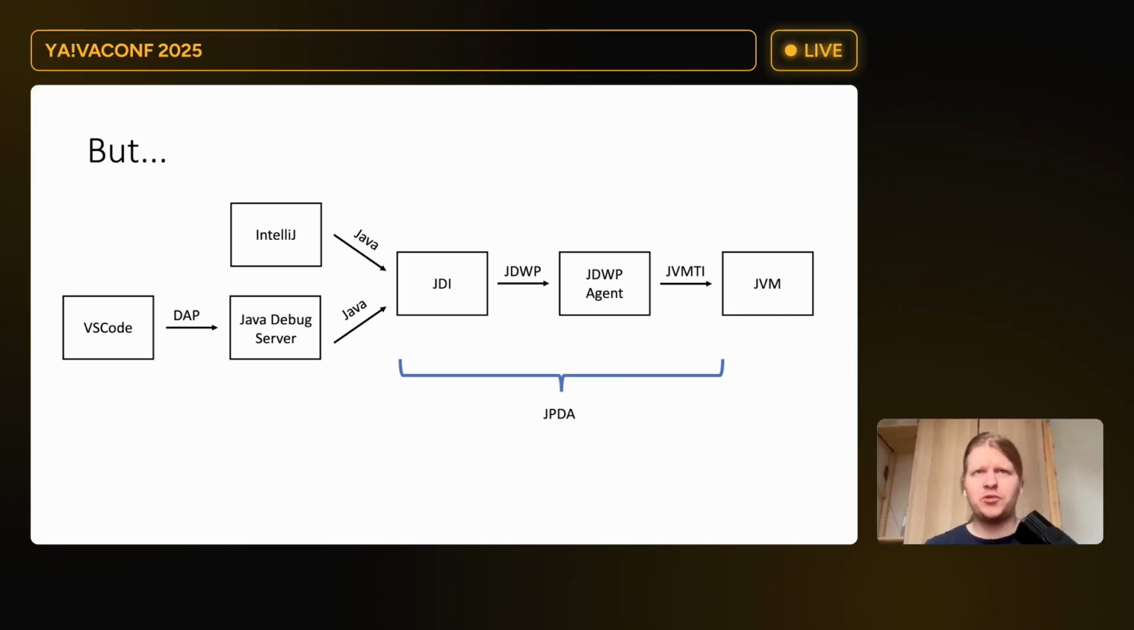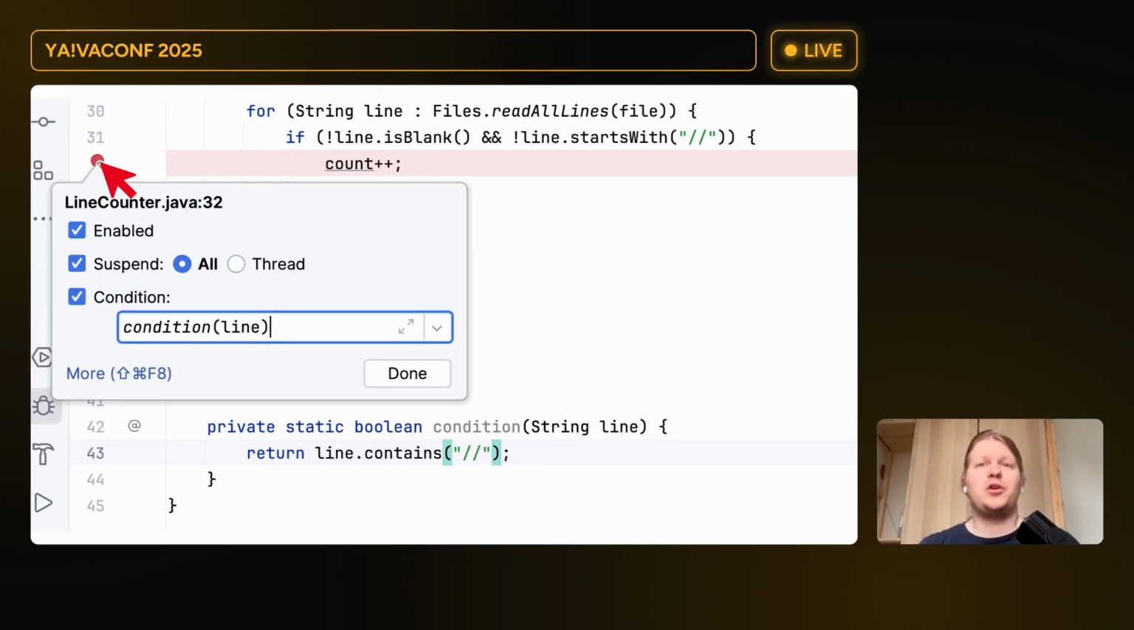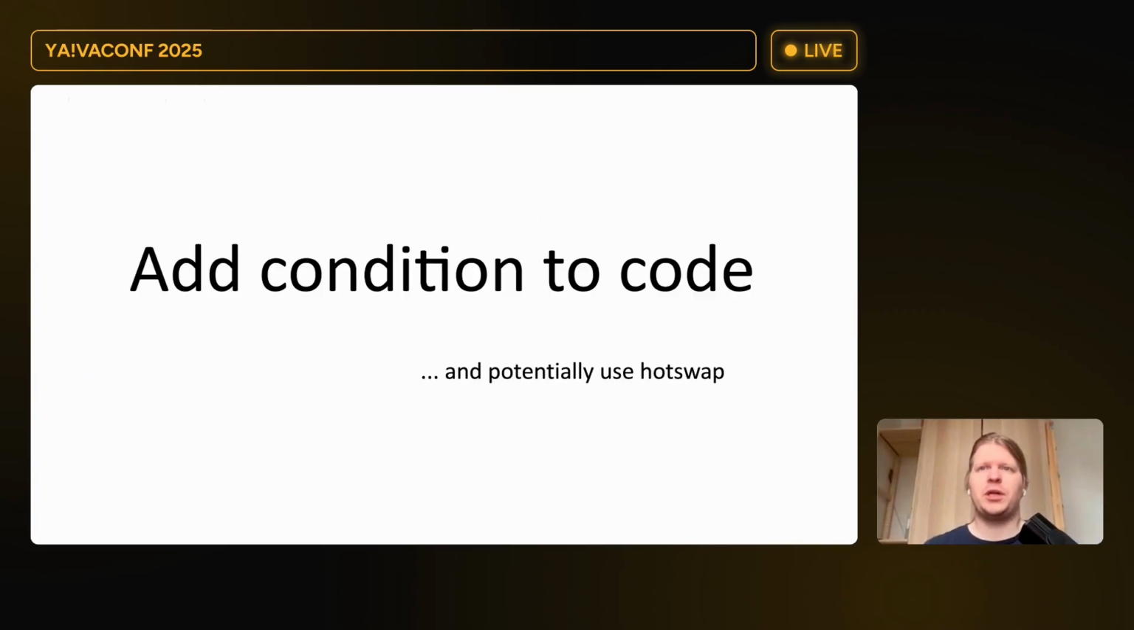Yeah, but we're stuck with the JVM, and we're usually stuck with JDWP when we use IntelliJ. So one of the best options here is extract methods, because we can essentially just have a method called condition there, and use condition here, and especially with more complex conditions, that's far faster. And we can use hot swap to update this, and essentially just put in our code at runtime, and yeah, it's far better. We can reload it, or we add a condition to the code.